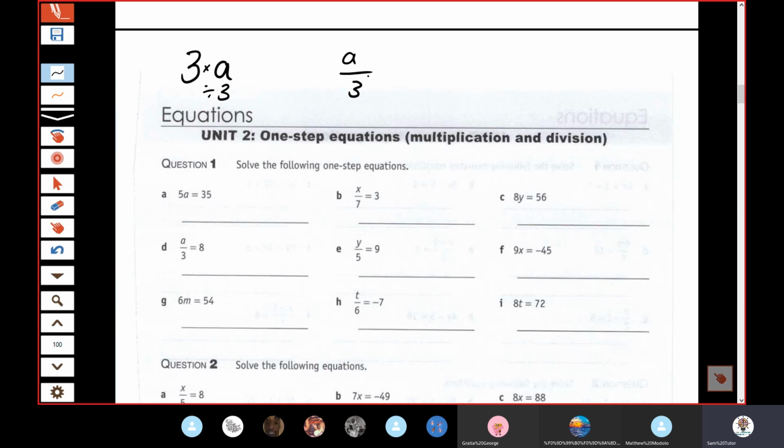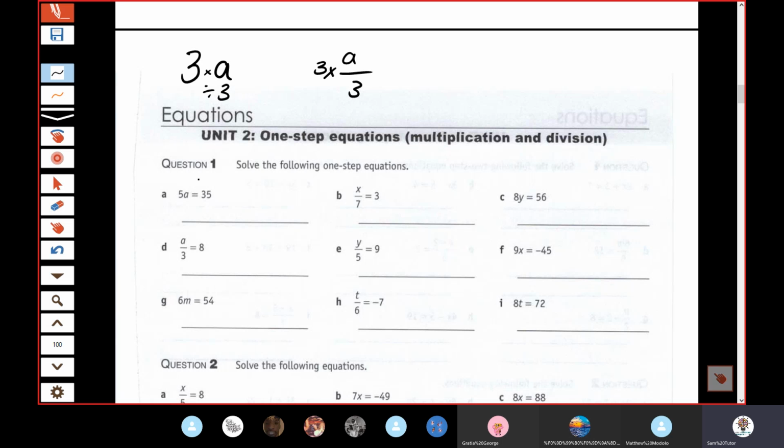And then same thing with that. A fraction is divide. A fraction is division, right? So what's the opposite of dividing something? Times. So when it's divided, we times. When it's multiplied, or if you don't see a multiply sign, that just means there is a multiply sign between the 3 and the A. You have to divide.